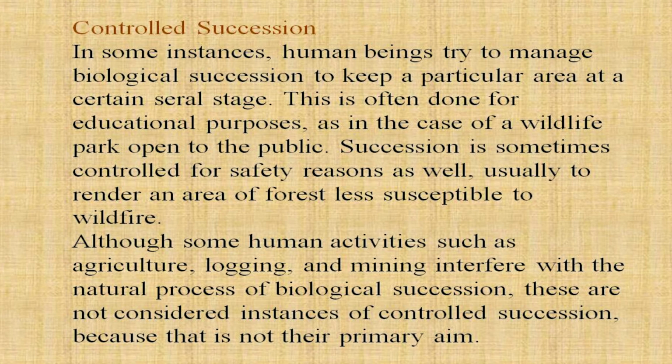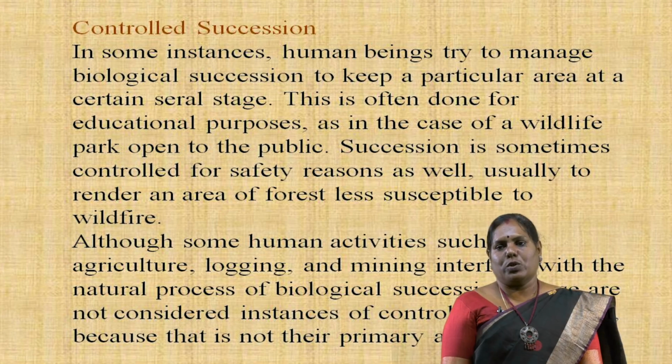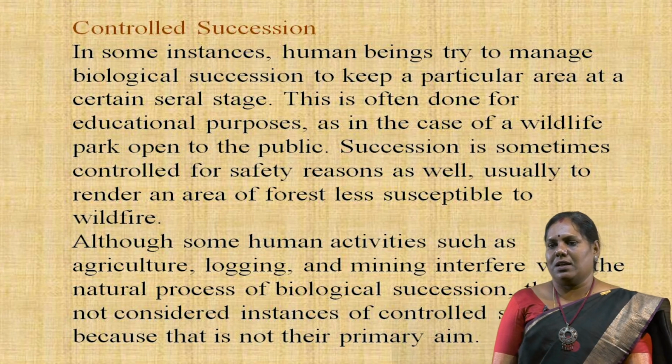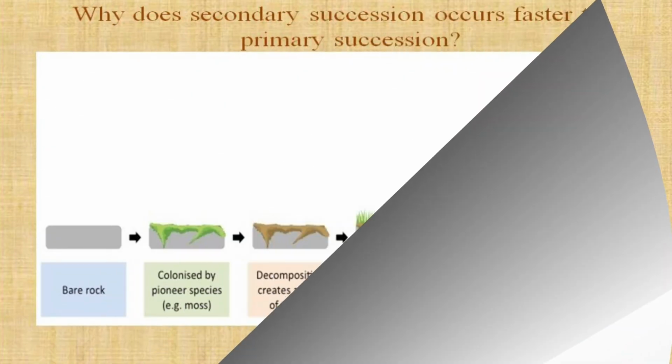Next, controlled succession. In some instances, human beings try to manage biological succession to keep a particular area at a certain seral stage. This is often done for educational purposes, as in the case of a wildlife park open to the public. Succession is sometimes controlled for safety reasons as well, usually to render an area of forest less susceptible to wildfire. Although some human activities such as agriculture, logging and mining interfere with the natural process of biological succession, these are not considered instances of controlled succession because that is not the primary aim. It is a secondary one.